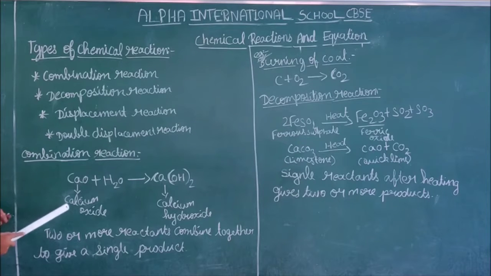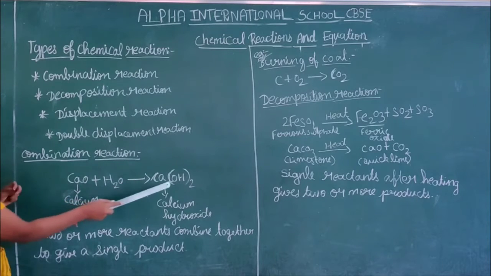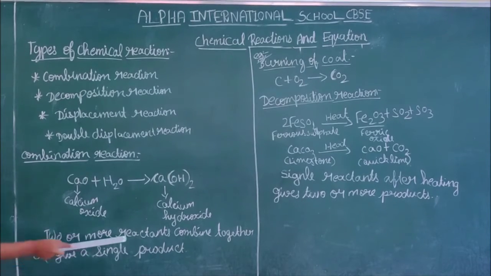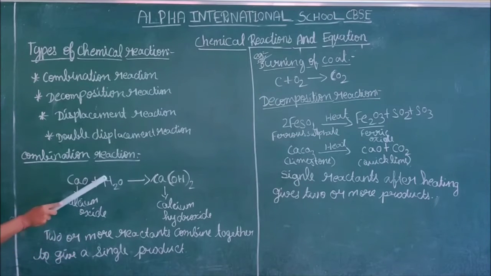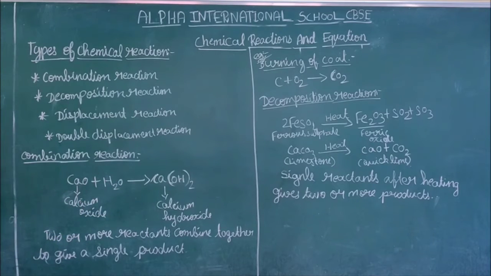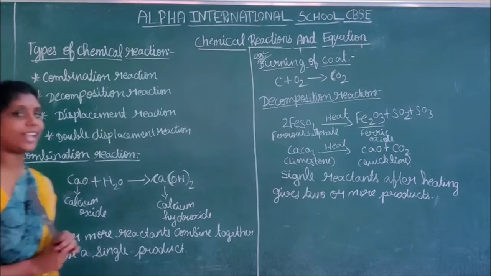First, they are taking calcium oxide, CaO, and water. It gives calcium hydroxide. Now I am going to define what is combination reaction. Two or more reactants combine together and give a single product, which is called a combination reaction. Students, do you understand what is combination reaction?